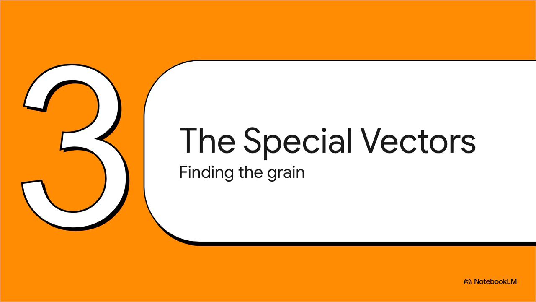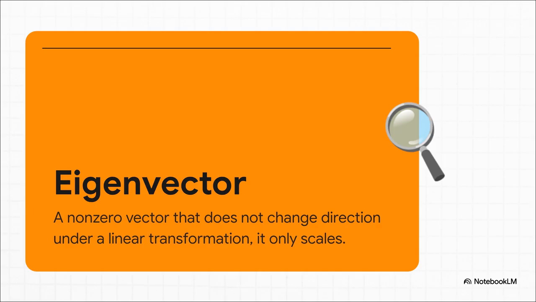They don't change course. It's kind of like finding the grain in a piece of wood. No matter how you try to cut it or shape it, the grain is still there, pointing the way. These vectors, they reveal the system's hidden blueprint. And this special vector? It has a name, of course. It's called an eigenvector. The name actually comes from the German word eigen, which means something like proper or characteristic. And that is exactly what it is.